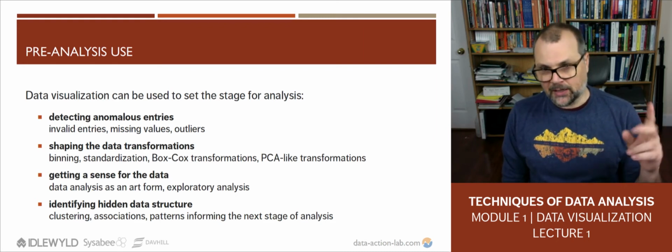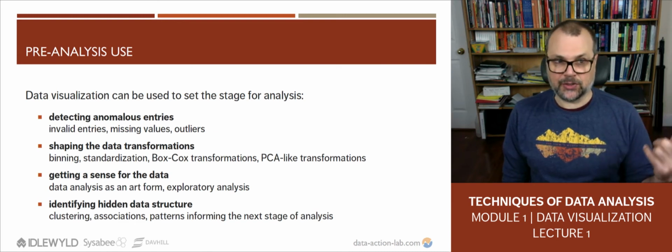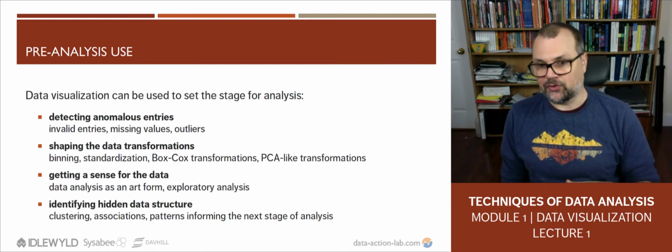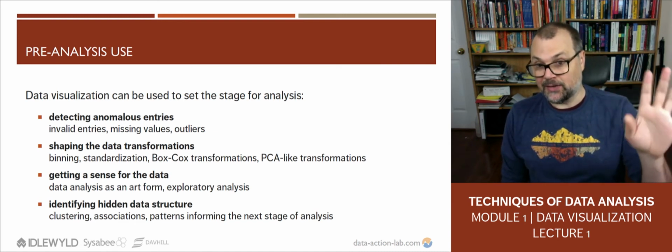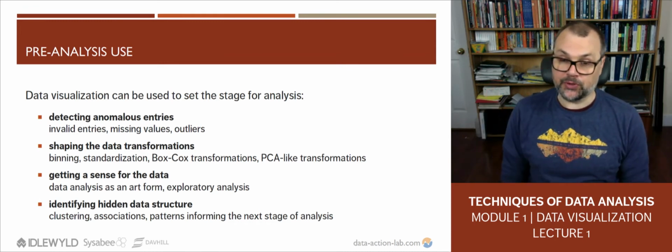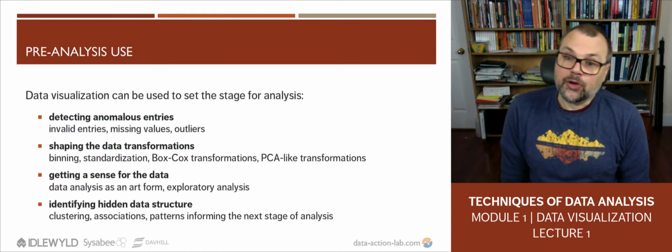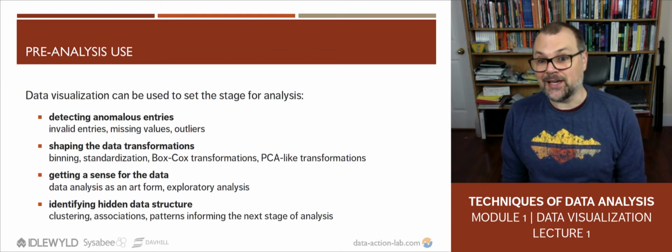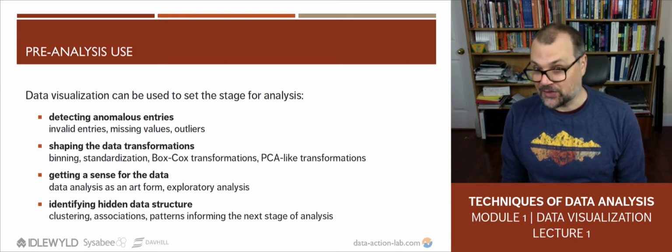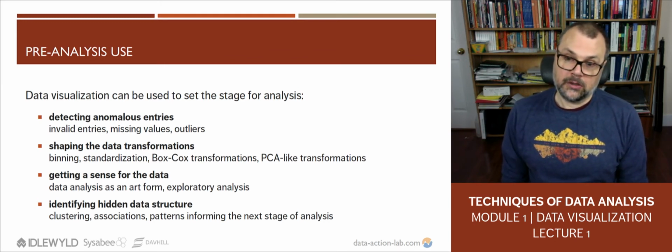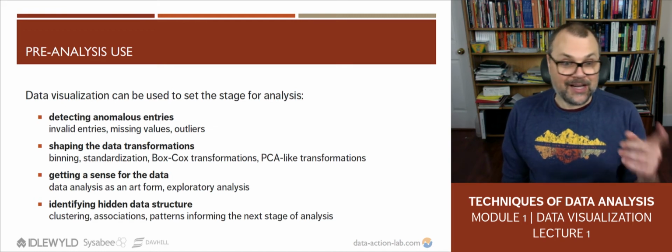Right, so binning, standardization, normalizations, any of the various transformations like Box-Cox that allow you to find the right powers to use for your predictors or your responses. If you're going to use something like a PCA, Principal Component Analysis transformation, this is all something you can get a sense of through data visualization.